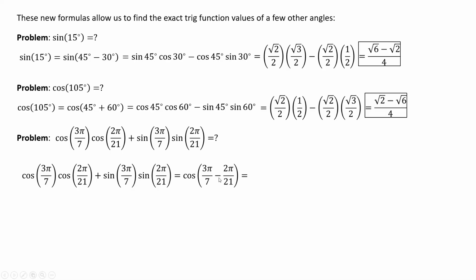So if we recognize that, we can simply say this whole big long thing must simply be equal to cosine of 3 pi over 7 minus 2 pi over 21. Right? Now it's a matter of subtracting these two fractions. The common denominator is 21, and so this is 9 pi minus 2 pi over 21, and that is cosine of 7 pi over 21. But 7 goes into 21 3 times, so that's just cosine of pi thirds. Cosine of pi thirds is cosine of 60 degrees, which is 1/2. See that?